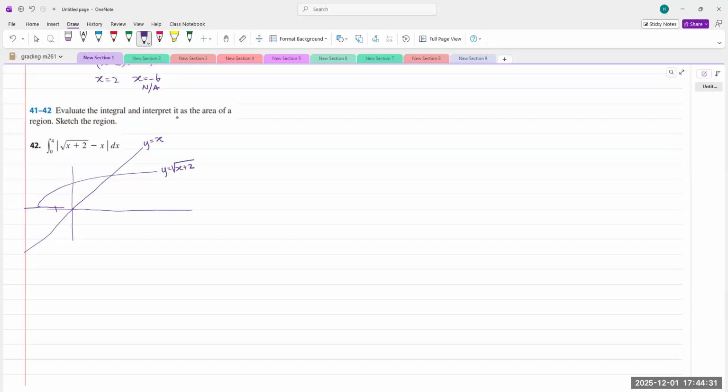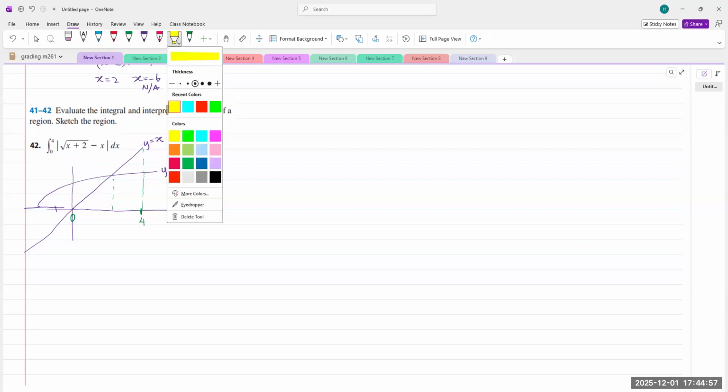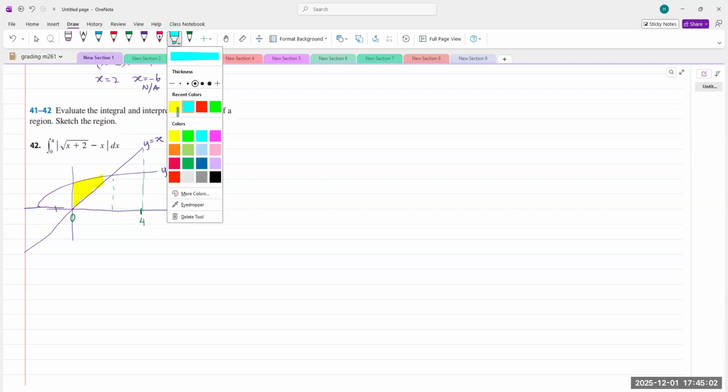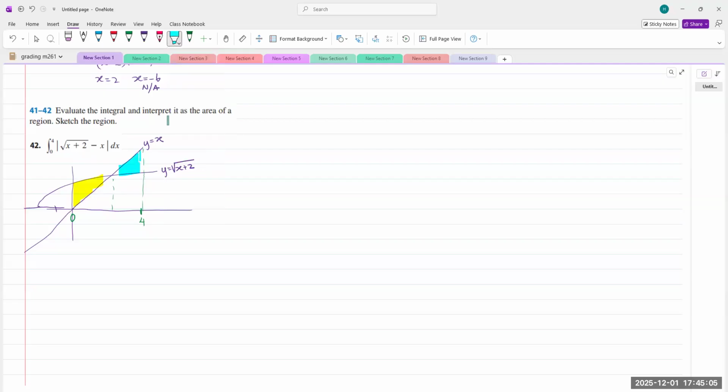Now, we want to integrate from x equals 0 to x equals 4. I don't know where they intersect, but I assume the 4 is somewhere here. Now, when they put the absolute value there, it means they want to take the positive difference. That becomes the area in the first region. So that integral represents the area of the first region plus the area of the second region.